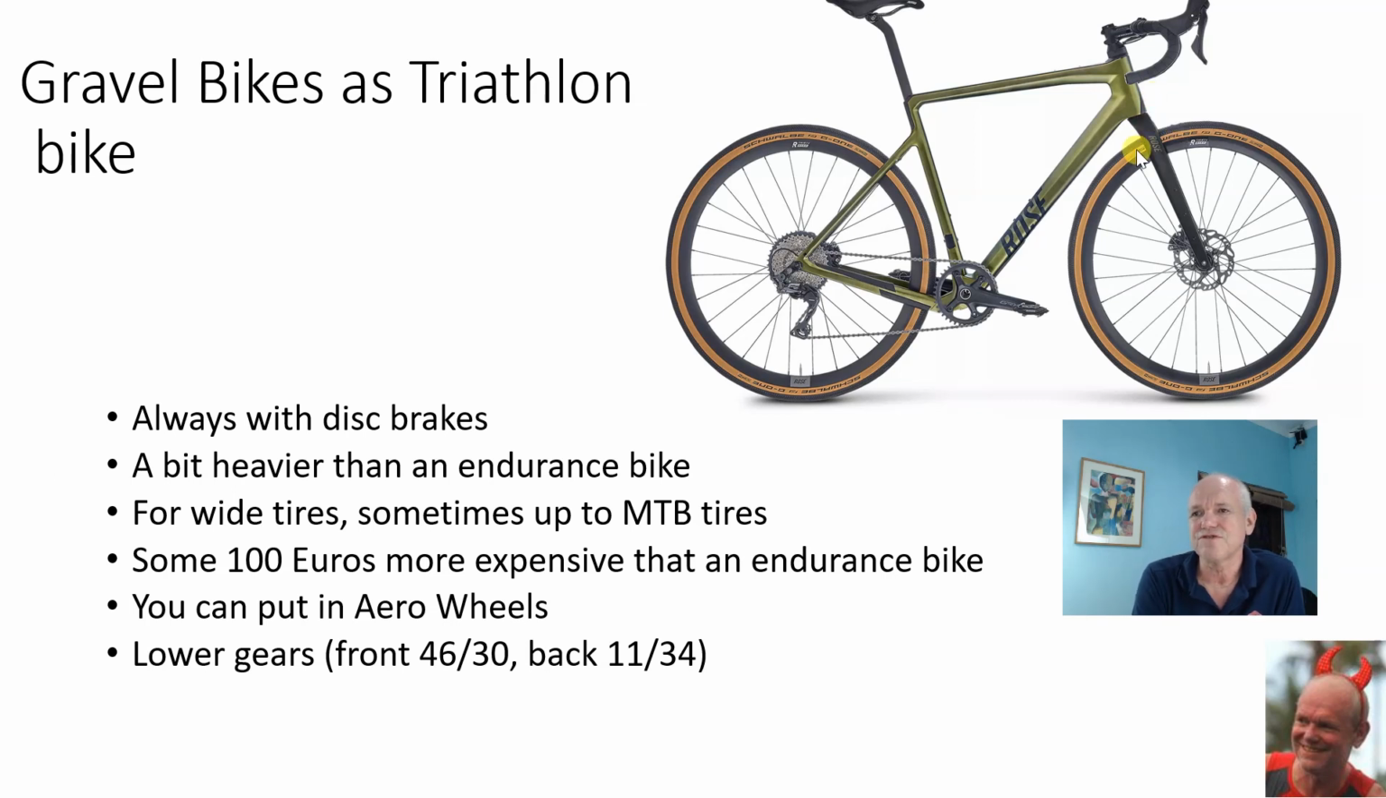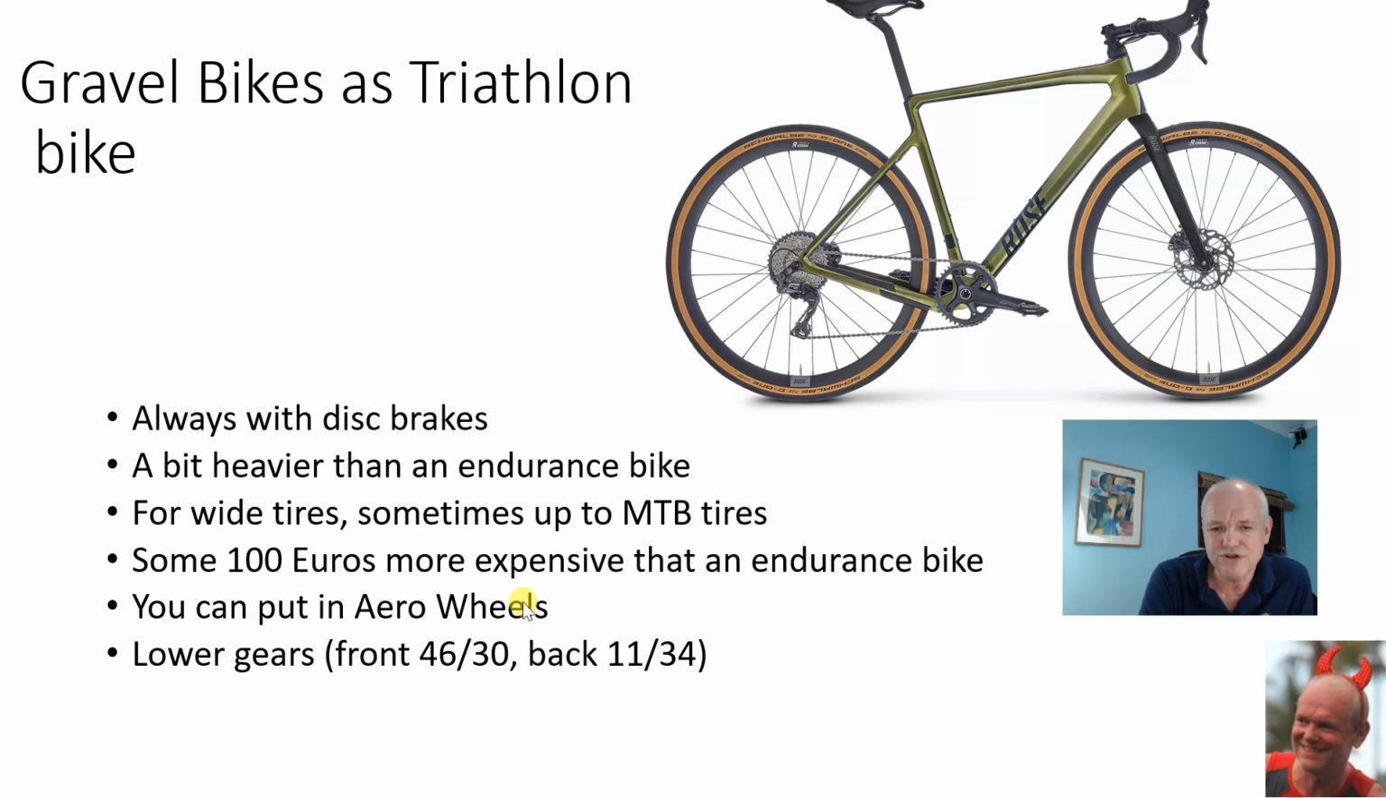So if you are thinking about doing triathlon and also maybe would like to go over roads which are not so good, you could consider buying such a bike. Compared to a normal road bike, they're a little bit more expensive, maybe some 200, 300 euros. One reason for that is that these brakes are more expensive. But if you later on would like to do a triathlon, you can also put aero wheels into it, if you would like to.